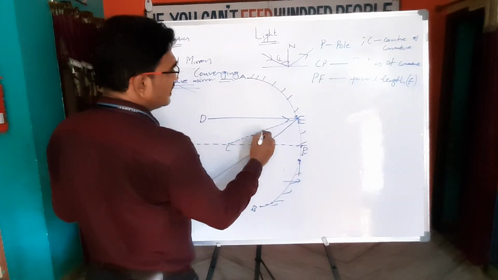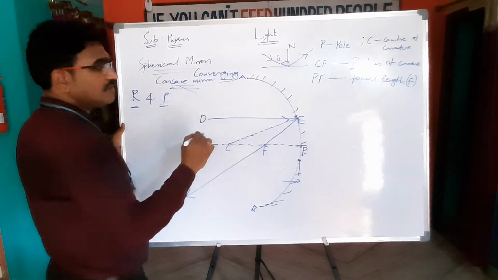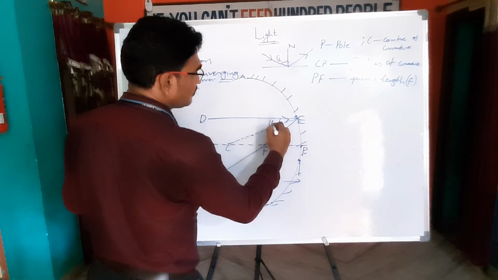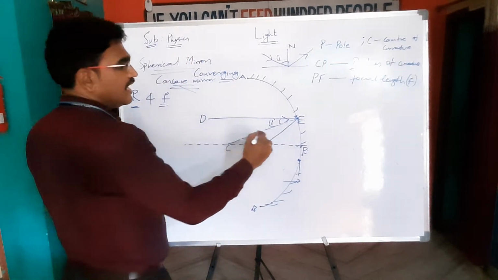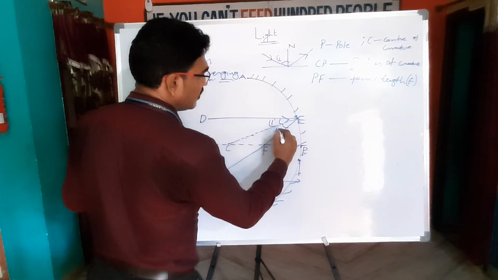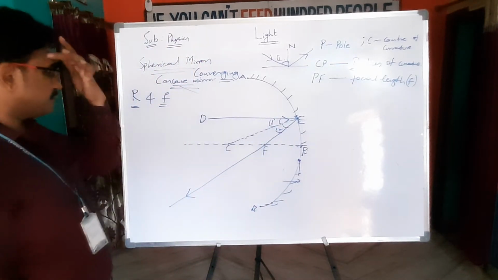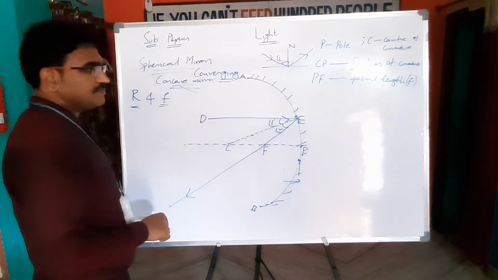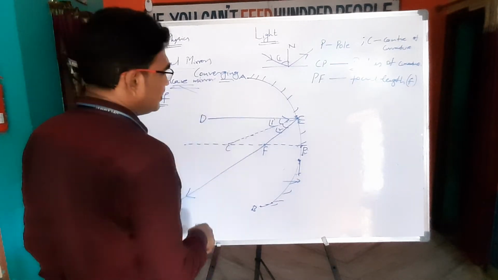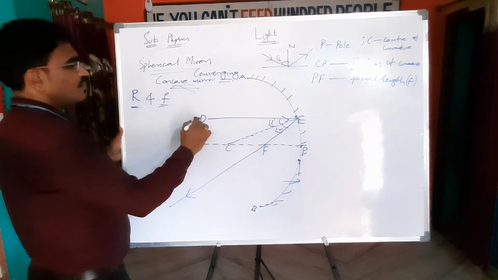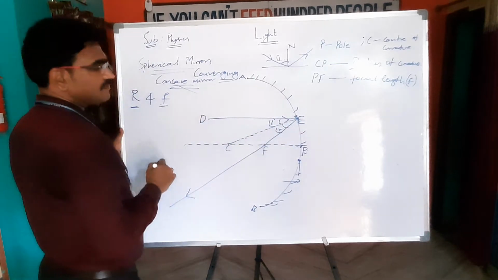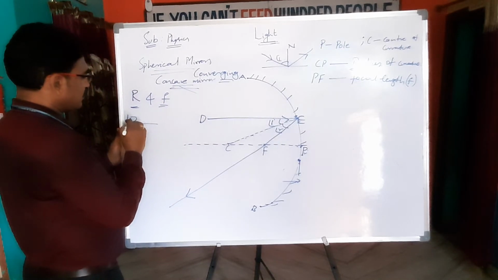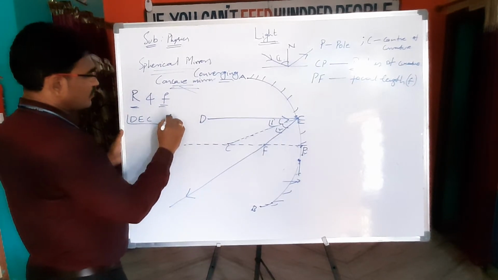Now this line is going to act as the normal, as we discussed previously. If it is the normal and this is the incident ray, then this is the angle of incidence, i. If the angle of incidence is this one, then this one is the angle of reflection, r. So this is the angle of reflection and this is the angle of incidence. Now from geometry we can say that angle DEC is equal to angle i.